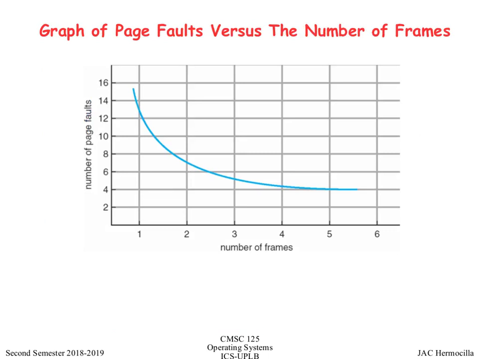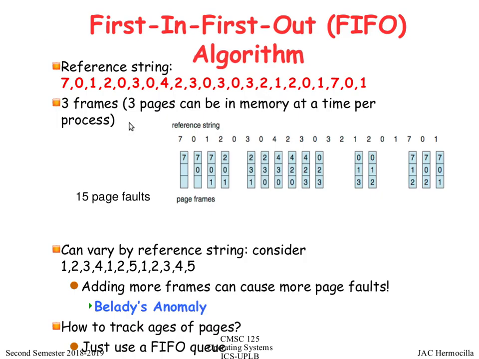So as I said last time, ideally, if you increase the number of frames, the number of page faults decreases. Because essentially, kumbaga, there are available slots in the main memory that you can map the page to the frame. So as you increase the number of frames, the number of page faults decreases.